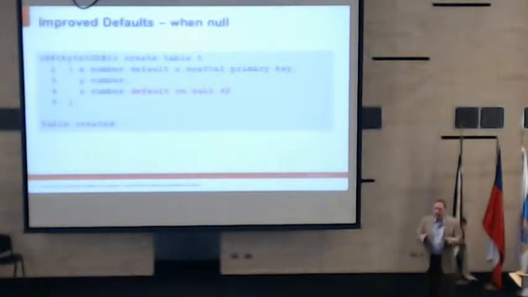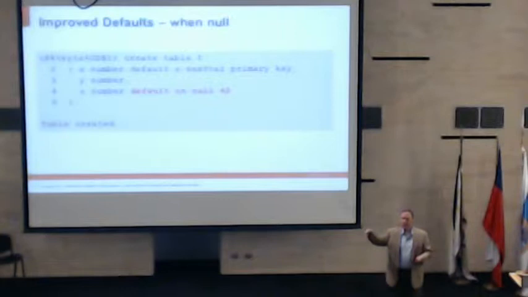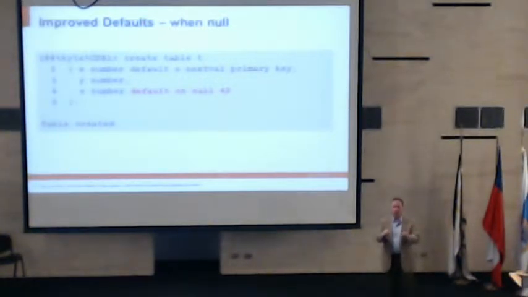With default values in the past, you could say that a column had a default. And if you wanted to insert a row into that table that used that default, you would either have to leave that column out of the insert. So column Z, for example, to get the default in the past, would have to be left out of the insert, not referenced at all, or if it was in the insert, you would have to use the keyword default in the values list.